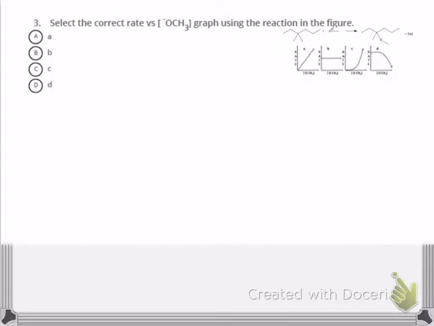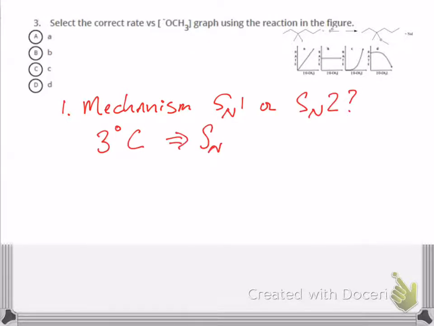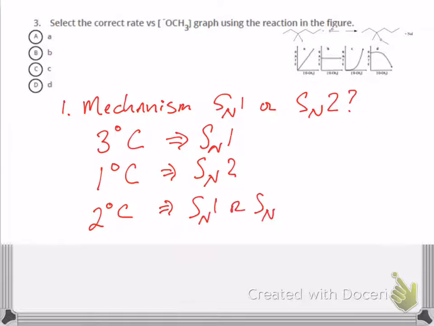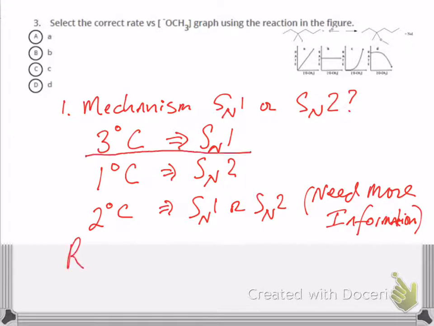Next, you were asked to construct or select the right rate versus concentration of the nucleophile. So we need to know which mechanism is occurring. Is it SN1 or SN2? Keep in mind that the tertiary carbon is going to be SN1 for our class, primary carbon is going to be SN2, and the secondary carbon is either going to be SN1 or SN2, and you just need more information for that. We've already established that this is SN1.